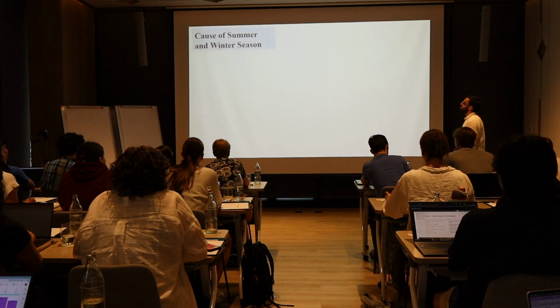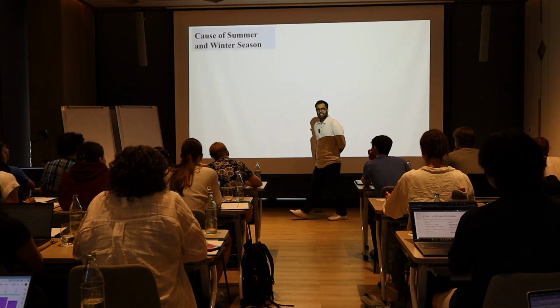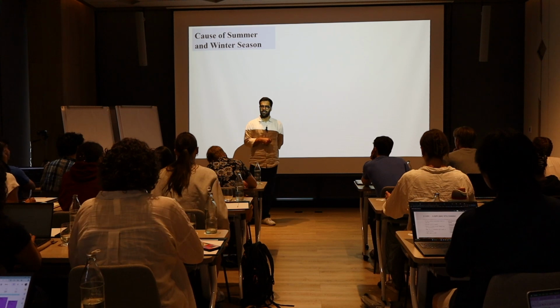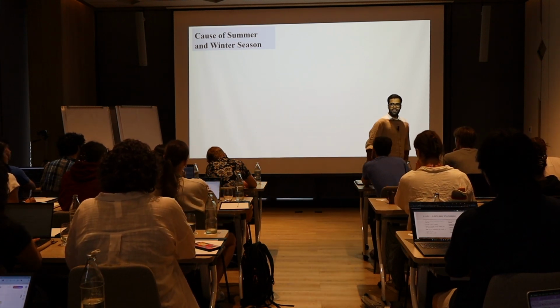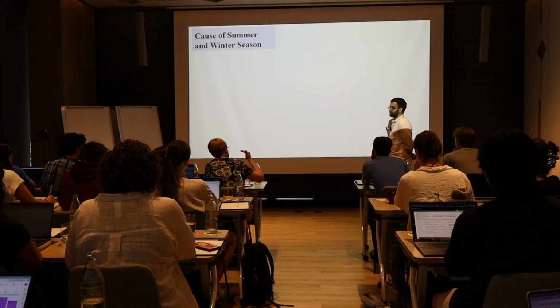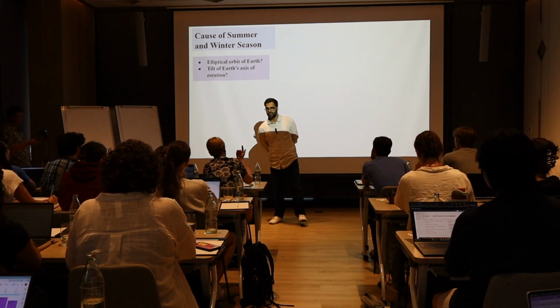Okay, so then the question is, what is the cause of seasonality? How come we are getting the summer and the winter? What's the major reason for summer and winter? Any thoughts? Yeah. Tilt of the earth relative to the sun. Is it the elliptical orbit of the earth or the tilt of the earth?